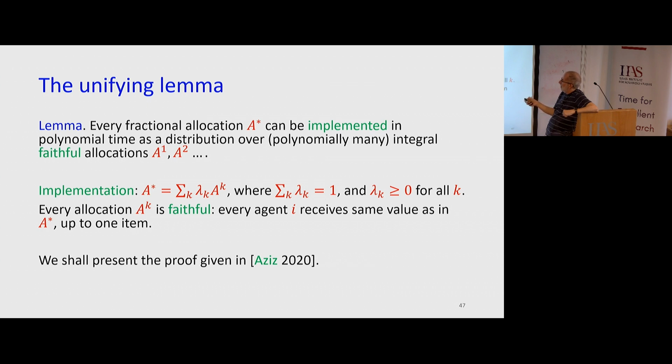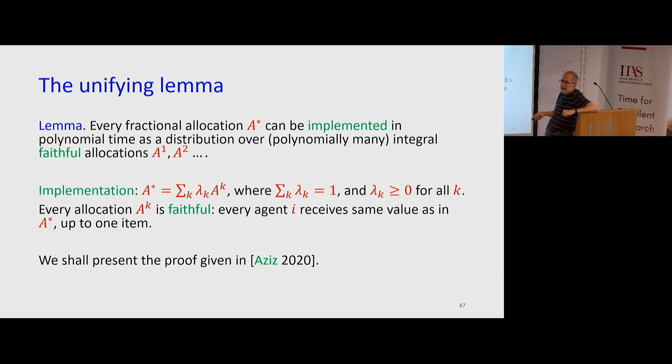I can have integral allocations. So this is one allocation, so it says which item goes to which agent. This says, again, a fresh allocation and so on. Each one of them gets a probability. The sum of probabilities is 1. And if you sum up this weighted sum, you get exactly this fractional allocation. And each one of these allocations is faithful. As we said before, every agent receives the same value as in A star up to one item. Okay?